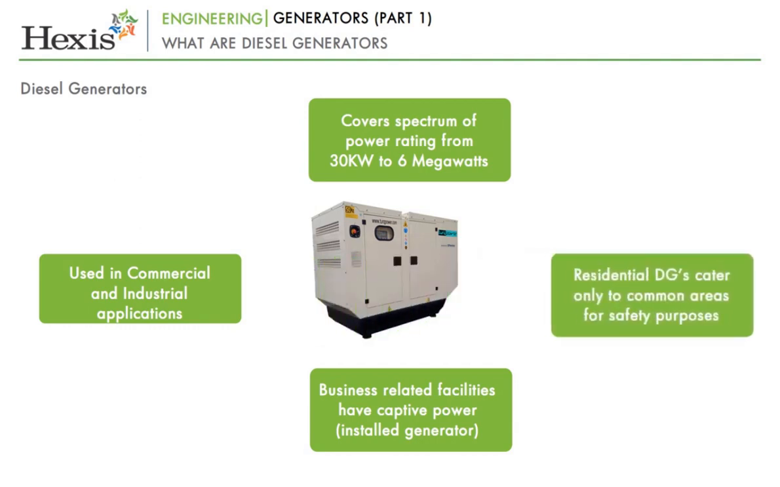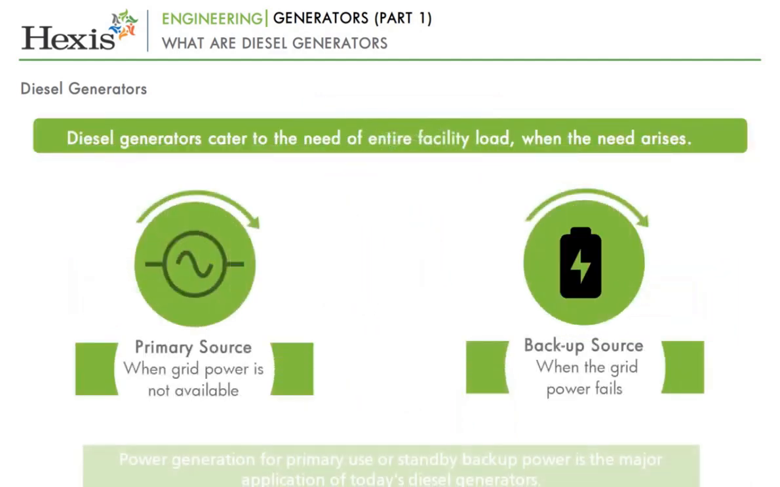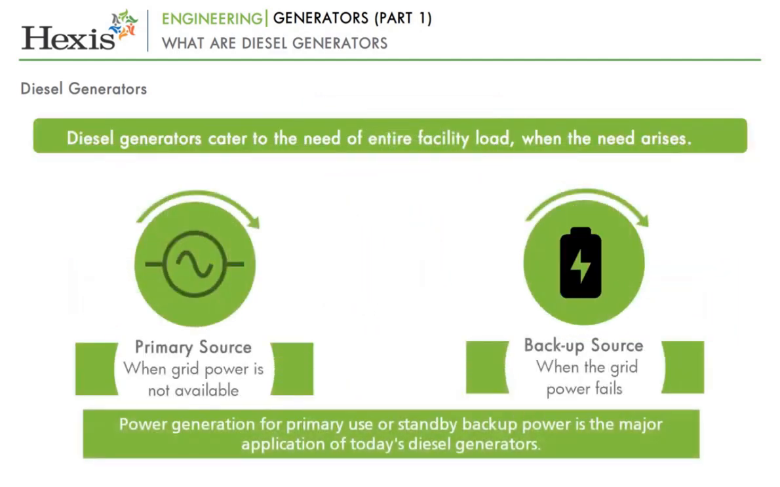However, in some facilities, like residential ones, diesel generators, that is DGs, might cater only to common areas for safety purposes. Power generation for primary use or standby backup power is a major application of today's diesel generators.